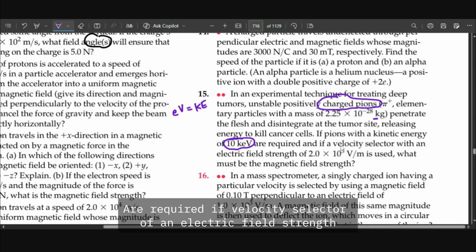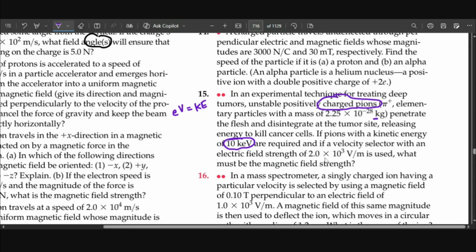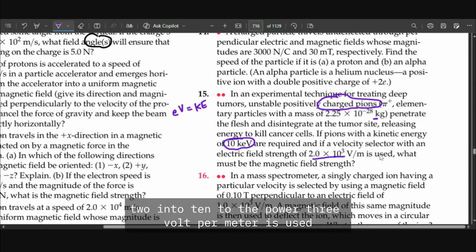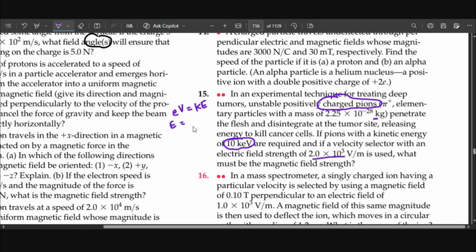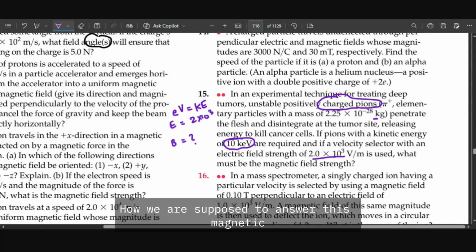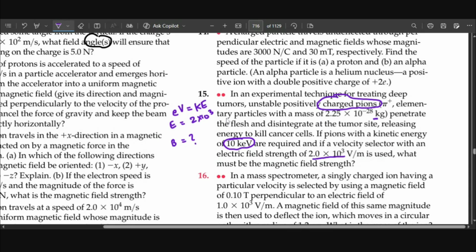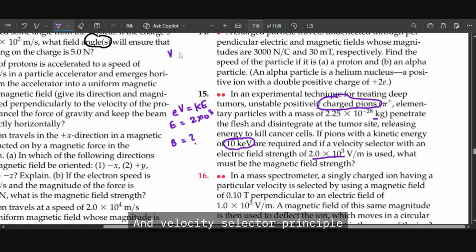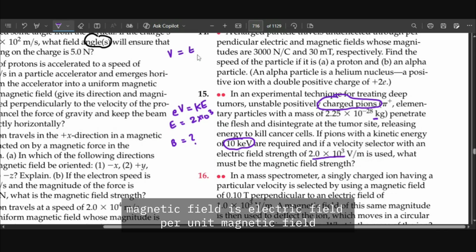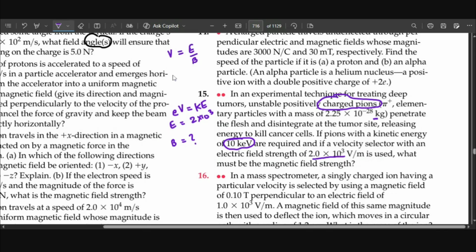What magnetic field is required if a velocity selector of electric field strength 2 into 10 to the power 3 volt per meter is used? We have been given the electric field strength here, which is 2 times 10 to the power 3. The question is, what is B? What is the magnetic field? How are we supposed to answer this? One thing is pretty sure, magnetic field can be found out using the velocity selector principle. In the velocity selector principle, velocity is electric field per unit magnetic field. So magnetic field strength is going to be electric field per unit velocity.